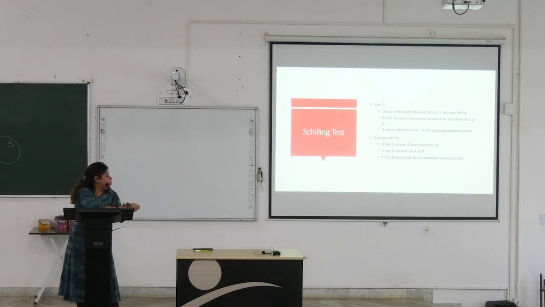In part 2, along with the radio-labeled vitamin B12, we will give orally intrinsic factor. Then the entire test will proceed as before in part 1. If the excretion now becomes more than 7%, then it means there was intrinsic factor deficiency. If it still remains abnormal, then it means there is small intestinal malabsorption.